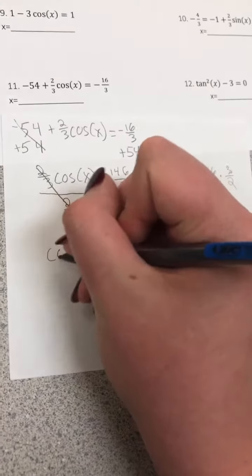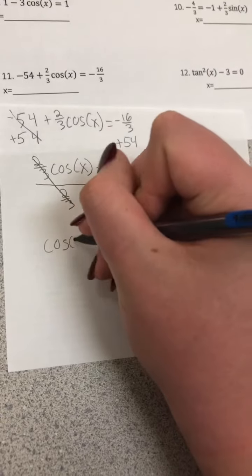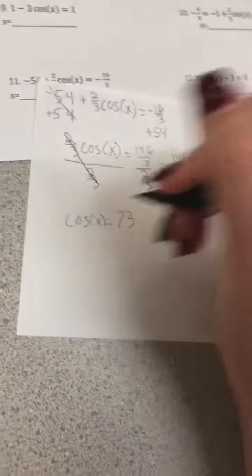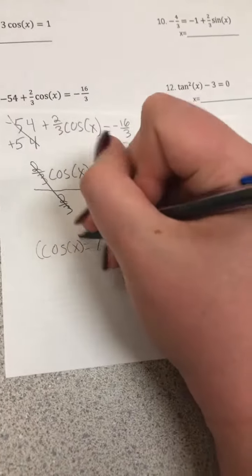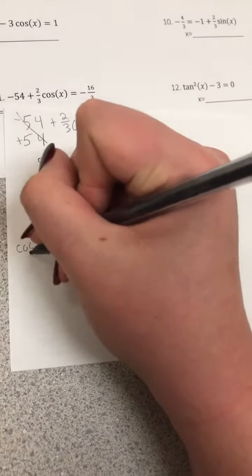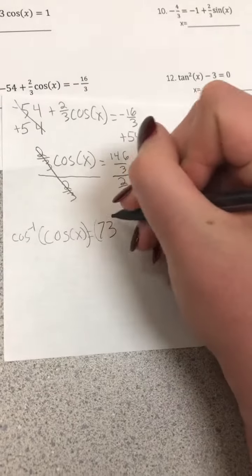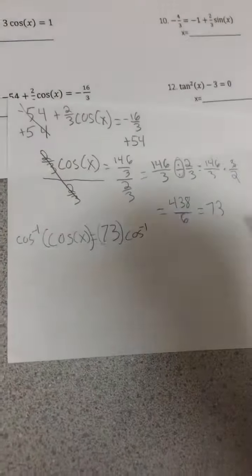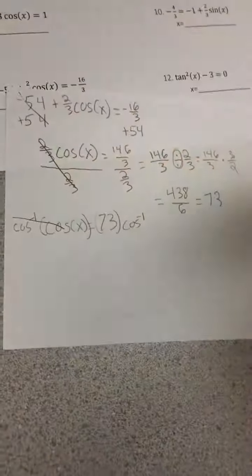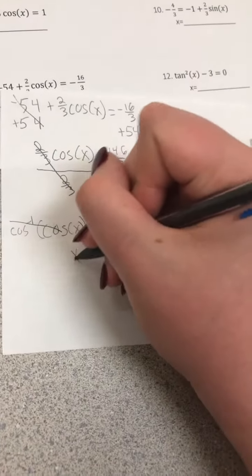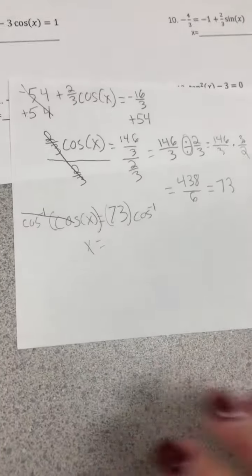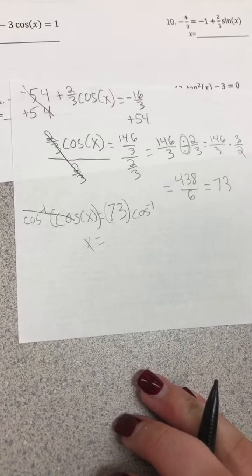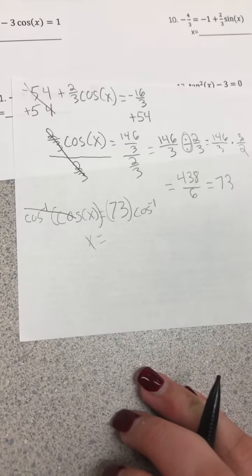So I have cosine of x equals 73, taking the inverse cosine of both sides. These cancel out on the left, and then I'm left with x equals whatever that side equals. Well, when I put it in the calculator, it says error.